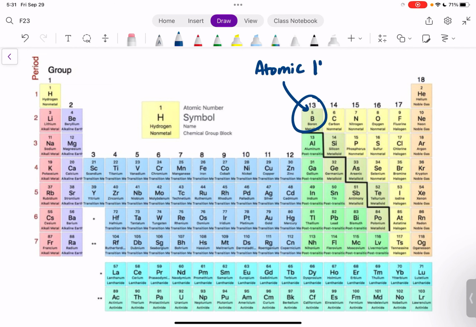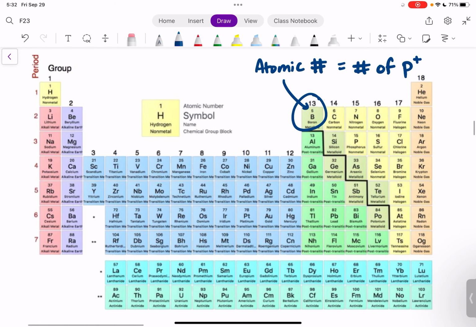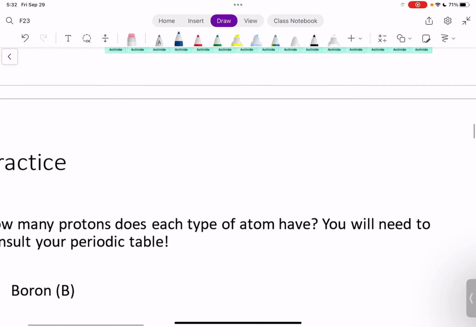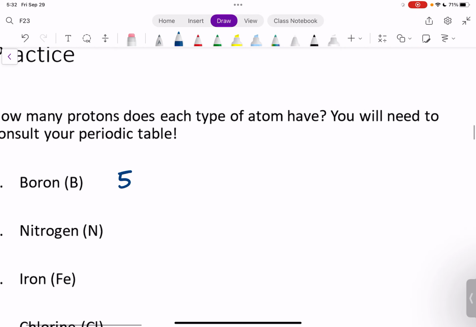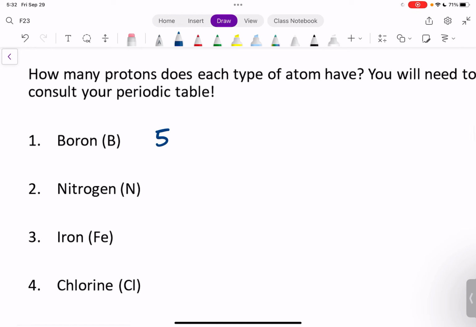So atomic number equals number of, remember we can abbreviate protons P plus. So I'm going to write that like that. So boron has how many protons? Yeah, 5. 5 protons. So if boron is an electrically neutral atom, and we're going to assume it is because I haven't told you otherwise, and it has 5 protons, 5 positive charges, how many electrons should it have? Yeah, 5, right? Those positive charges have to cancel out with our negative charges in order for boron to be neutral overall.